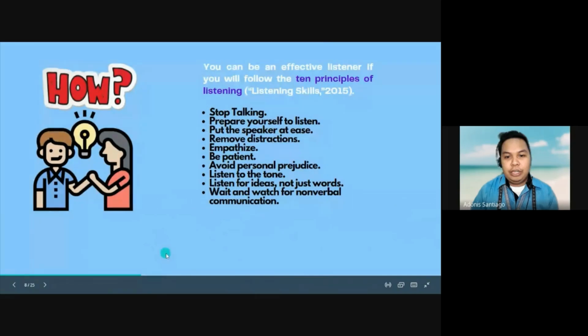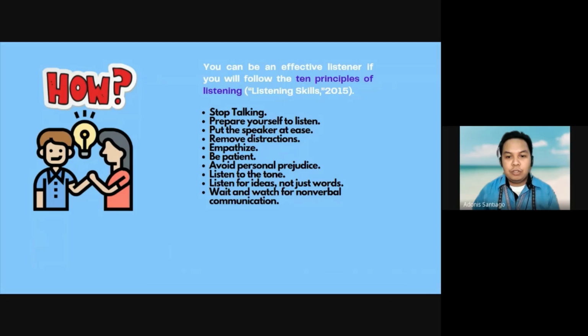Moving forward, we can become effective listeners if we follow the 10 principles of listening. It can be any of the following, or it can also be a combination of these different skills. When somebody is talking, you stop talking. When you are about to listen to something, you need to prepare yourself to listen. You need to be prepared emotionally, physically, spiritually. Also, you need to put the speaker at ease. You need to let the speaker feel that you want to listen.